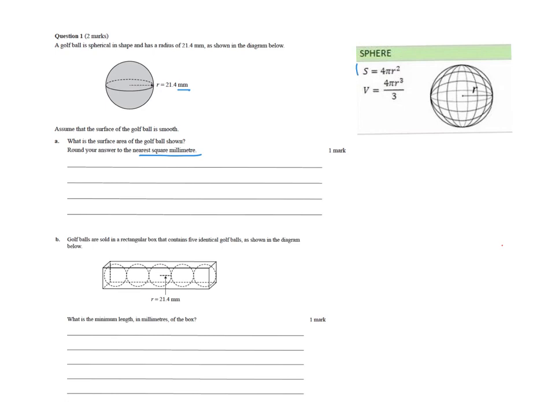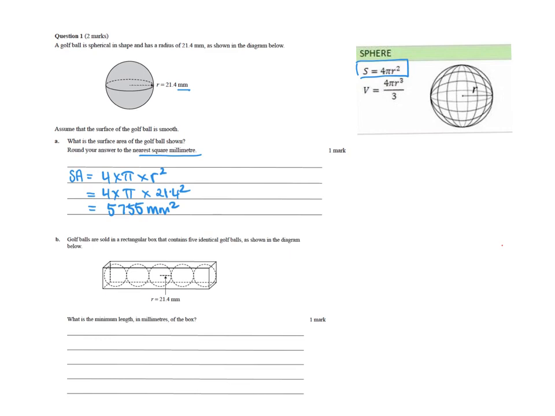So we want surface area. So I've gone to my formula sheet and found it. So surface area equals 4 times pi times the radius squared, which would be 4 times pi times 21.4 squared. And we're just going to go to the nearest whole number. So if I do that on my calculator, 4 times pi times 21.4 squared, we get 5,755 millimeters squared.